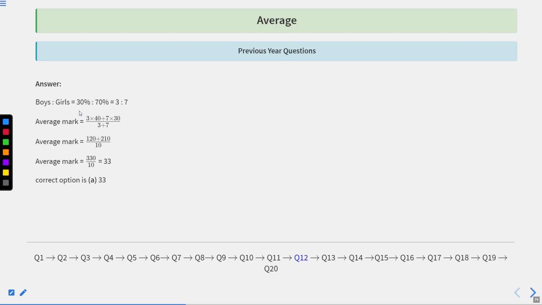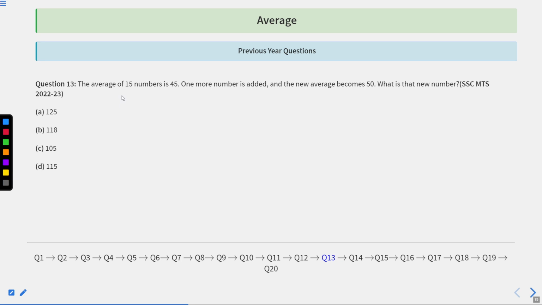So the ratio boys to girls is 30% to 70%. So that is 3 is to 7. So the average marks will be 3 times 40 plus 7 times 30 upon 3 plus 7. Okay. So this formula we have already seen in our lectures in average part 1. So the average marks is going to be 120 plus 210 upon 10 and it will be 33. So the correct option here will be option number A, 33.